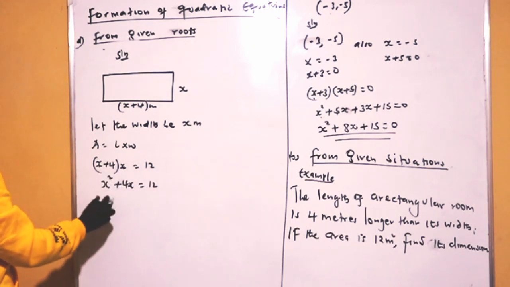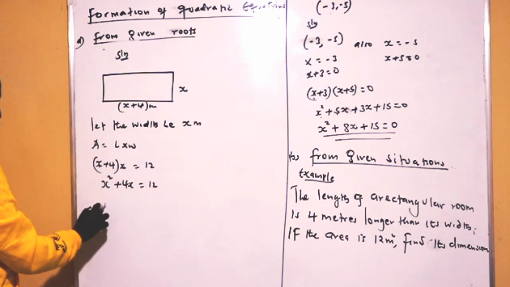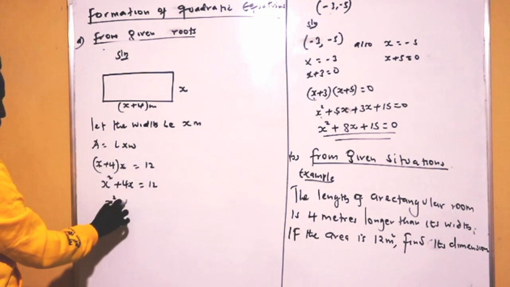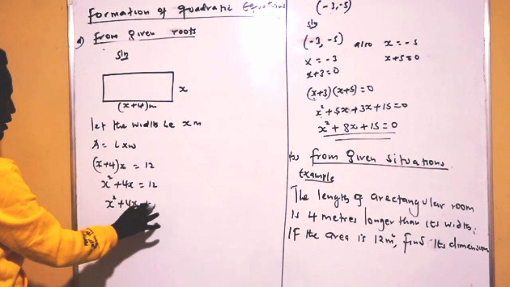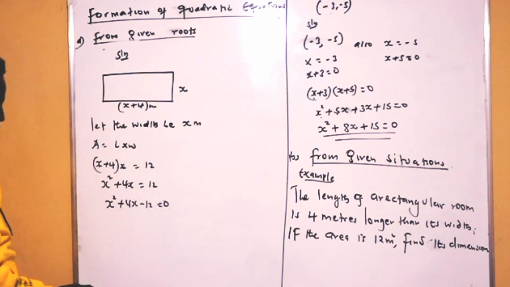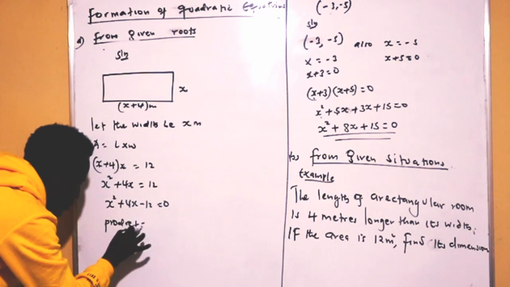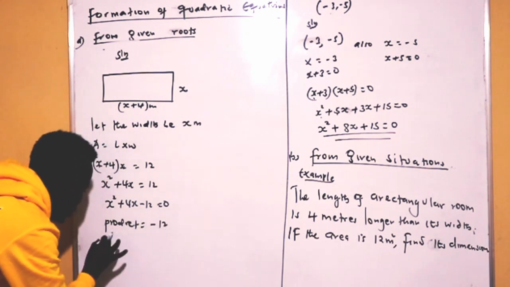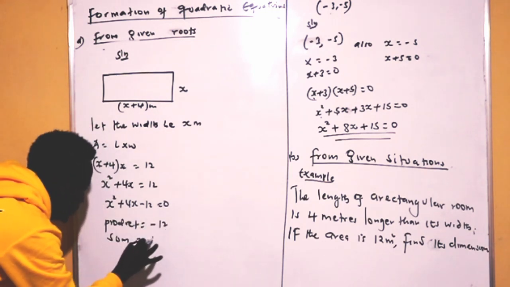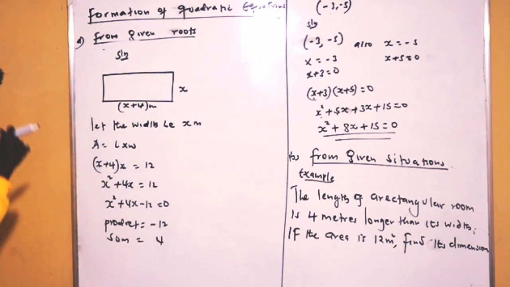Take this one to the other side now. Transfer this one. So we'll have x squared plus 4x minus 12 is equal to 0. Get your product. Our product is what? Negative 12. Then our sum is what? Positive 4.